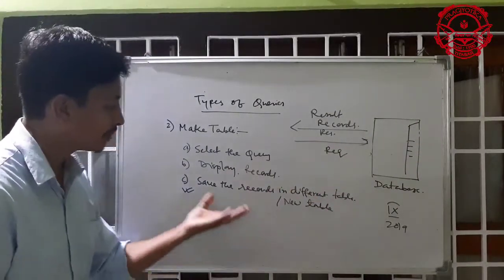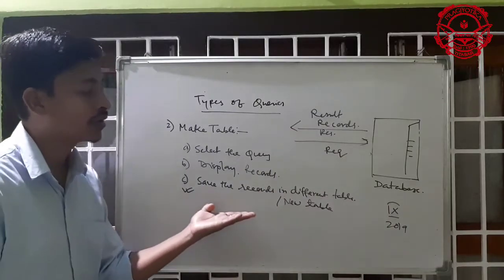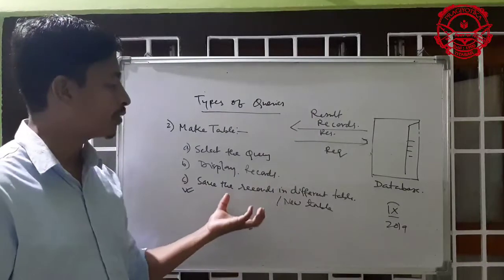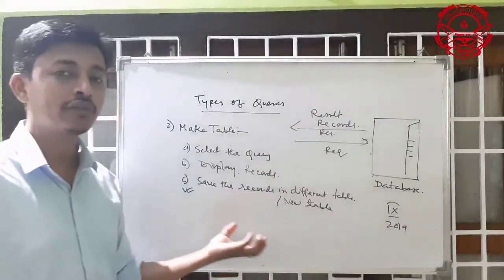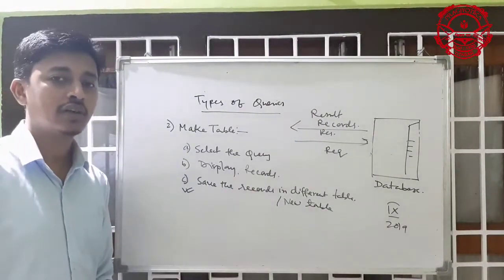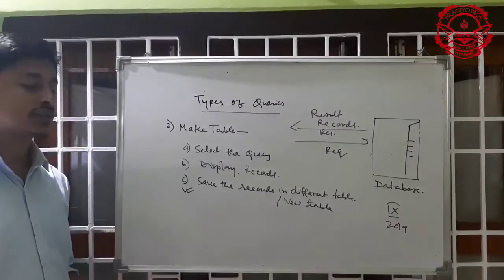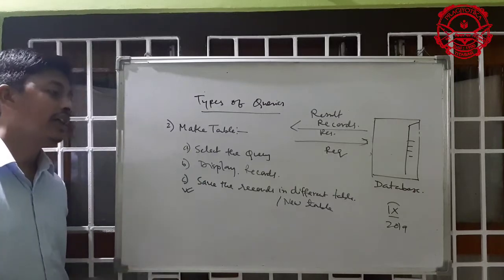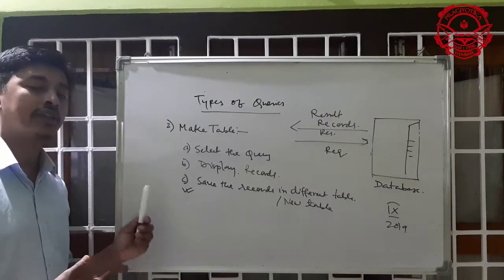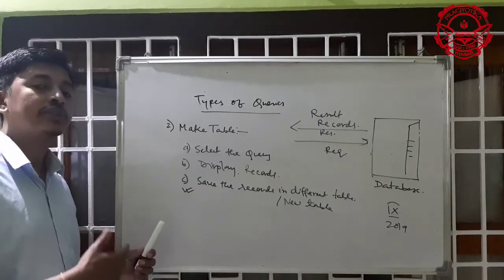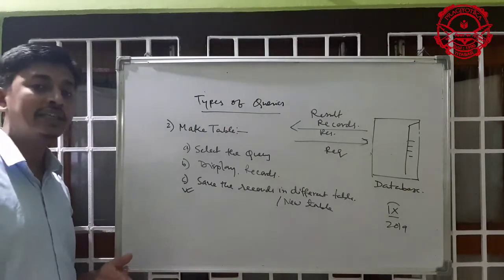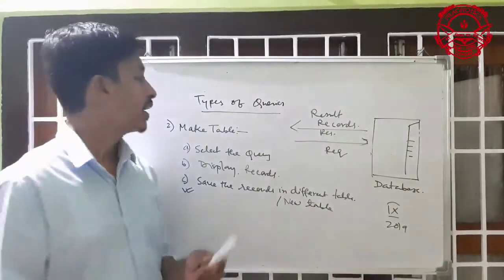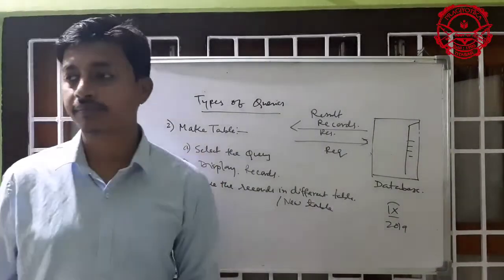But it is better to save the records. Whatever result we get, it will automatically save in new tables. We don't need to do anything. The database automatically does this. So it is an advantage that after displaying the records, it will also save the records in a new, different table. So this is called a make table query.